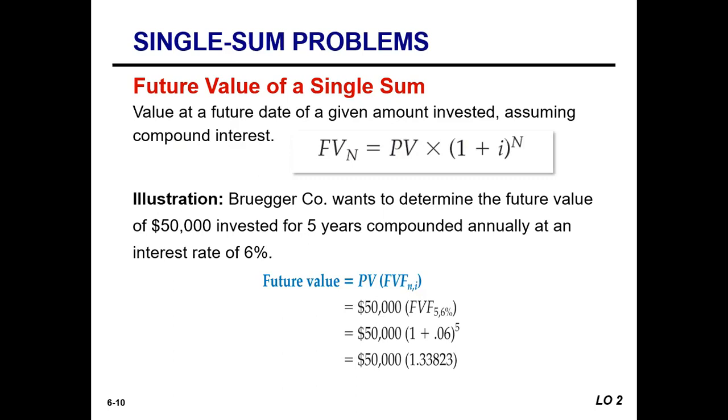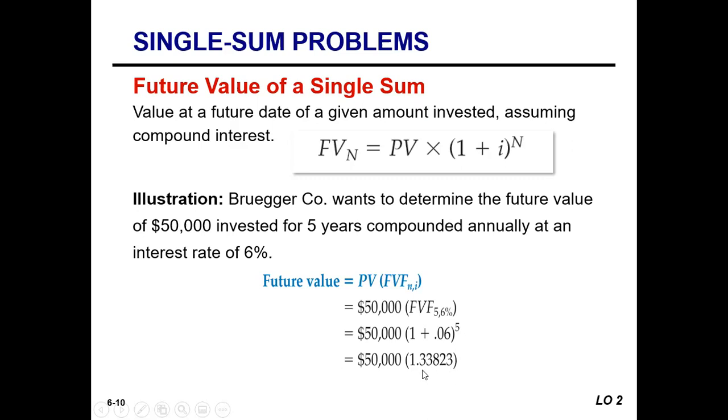Bruger Company wants to determine the future value of $50,000 invested for 5 years, compounded annually at an interest rate of 6%. So we see our formula up here. Future value in some number of periods equals present value times 1 plus the interest rate to the number of years, right? So if we're thinking about this $50,000 invested for 5 years at a rate of 6%, then we'd end up with present value 50,000 times 1 plus 0.06, as we're seeing down here, to the number of years.